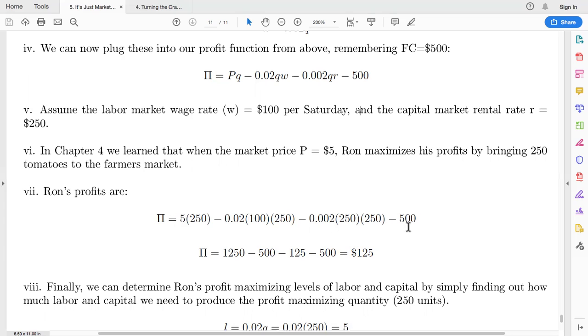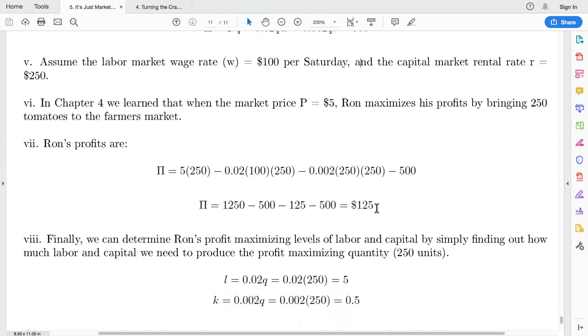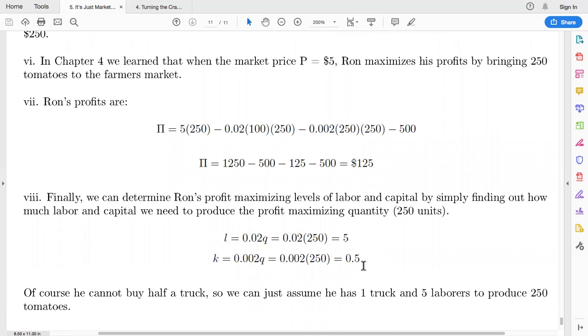the way that we do this is we plug the 250 in. We see that his profits are 125. Okay, just remembering that his profits are 125. And so all we need to do is ask ourselves, how many labor units and how many capital units does he need to have 250 tomatoes? Well, we already gave the functions for how many units of labor and capital he needed. We see that for 250 tomatoes, he needs 5 employees. And for 250 tomatoes, he needs at least half a unit of capital.